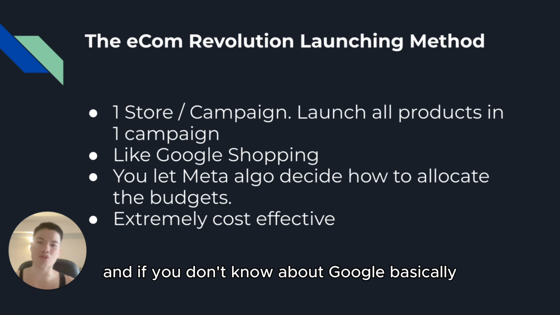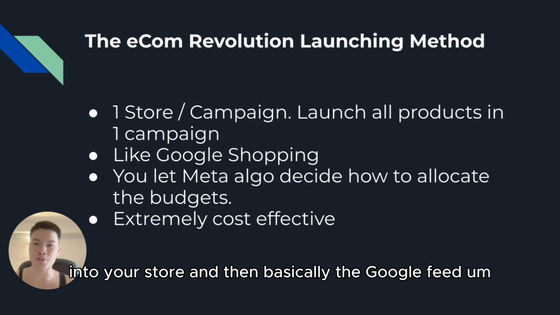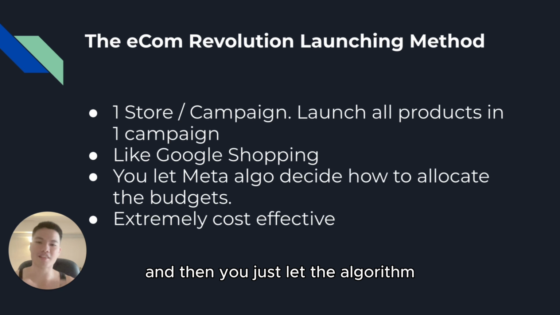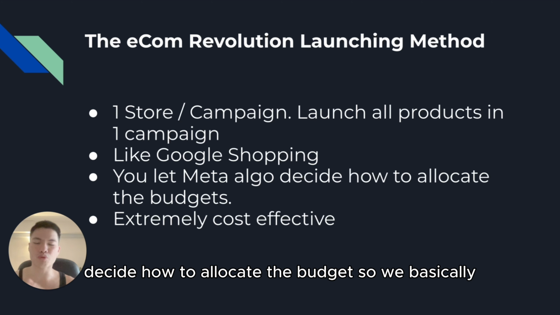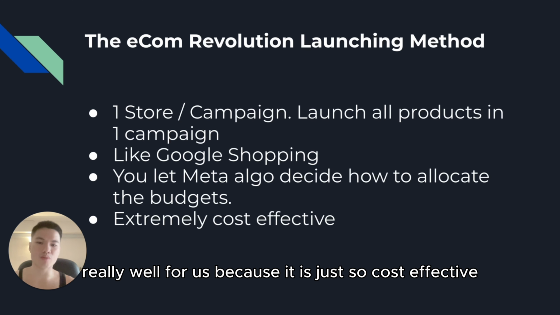And if you don't know about Google, basically on Google you only have one main campaign. You add a ton of products into the campaign, into your store, and then the Google feed will reflect the products within your campaign, and then you just let the algorithm decide how to allocate the budget. So we're using the same ideology but with Meta, and it has been working really well for us because it is just so cost effective.